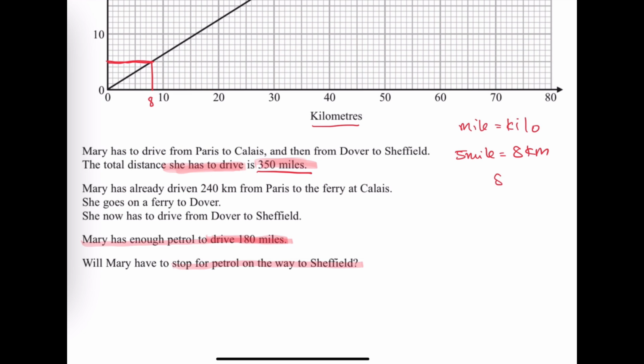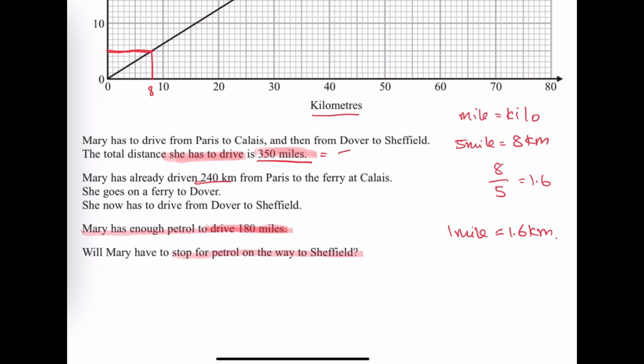So if we do 8 divided by 5, it is 1.6. So 1 mile is the same as 1.6 kilometers. So if we change all of this into kilometers, so that makes it easier for us, we can do 350, and we times that by 1.6, and we convert that into kilometers, so that's 560 kilometers, and 180 times by 1.6 is 288 kilometers.